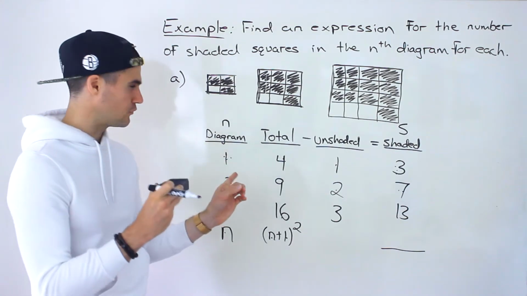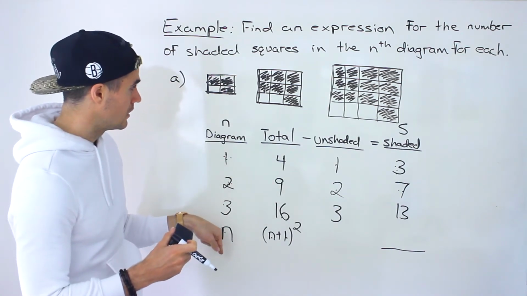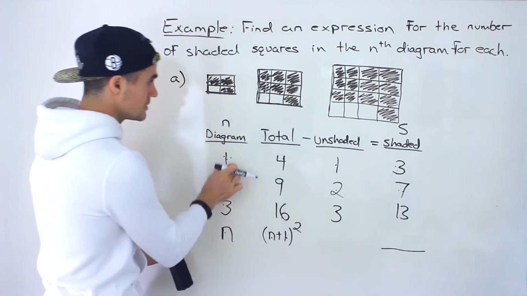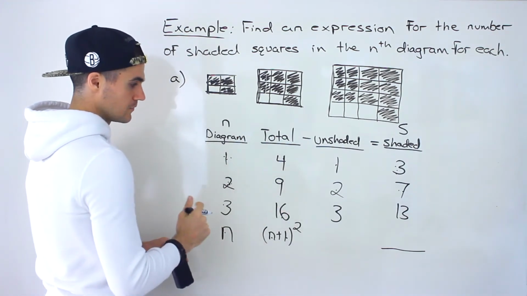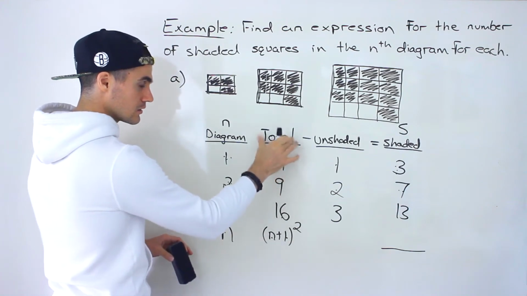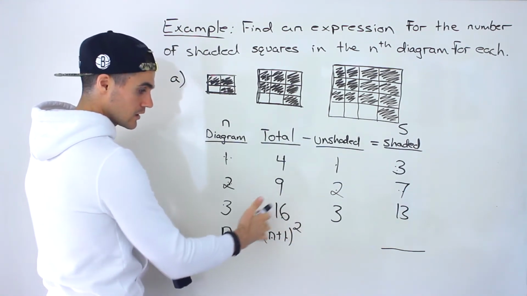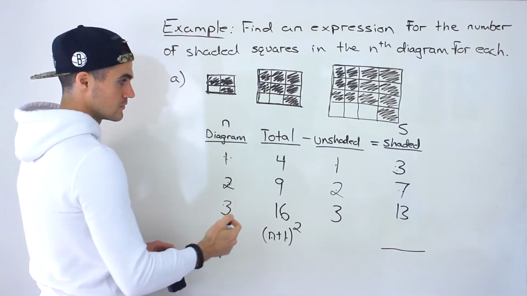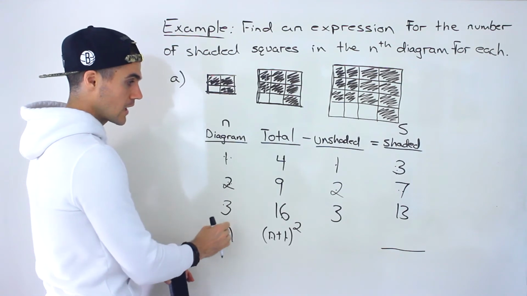I think in the example before, it was just n squared, right? We were just taking these and squaring it. Well, now we're adding 1 to get the length and then squaring that in order to get the total, right? So the relation for this column is n plus 1 in brackets to the power 2. That's how the total number of squares relates to the nth diagram.